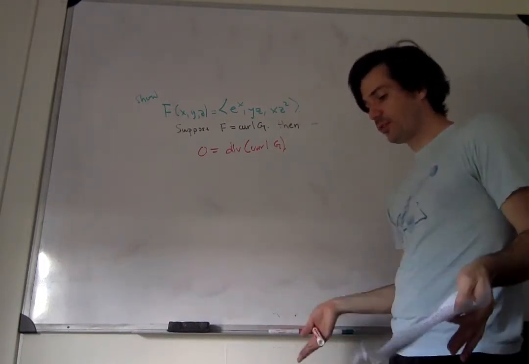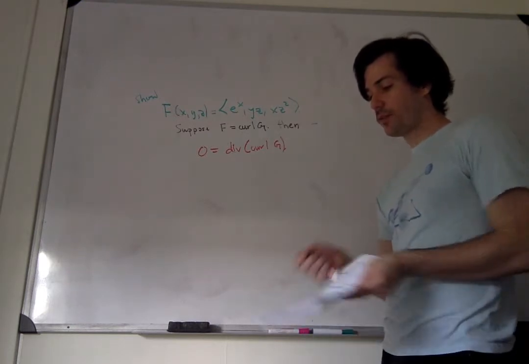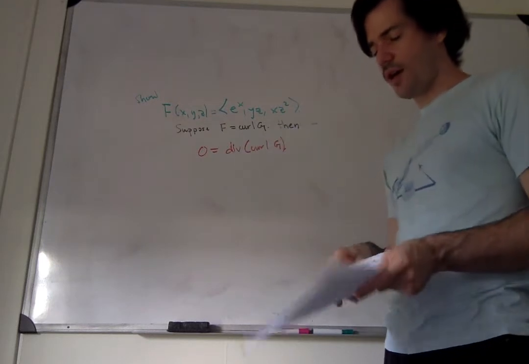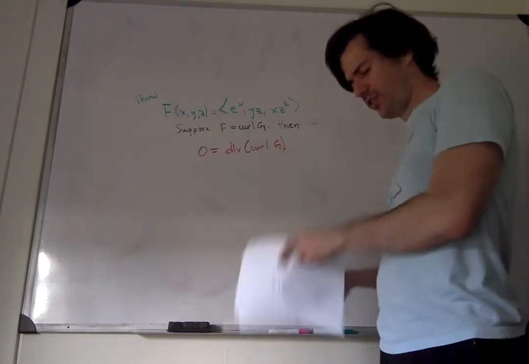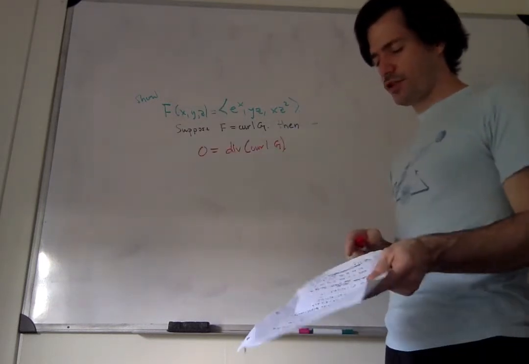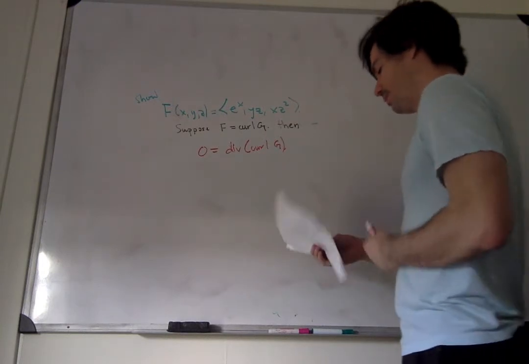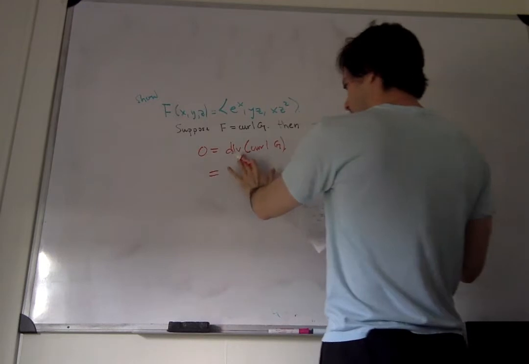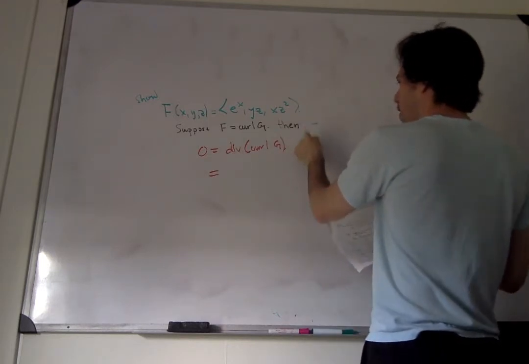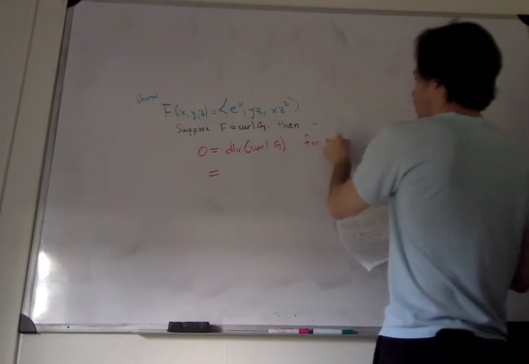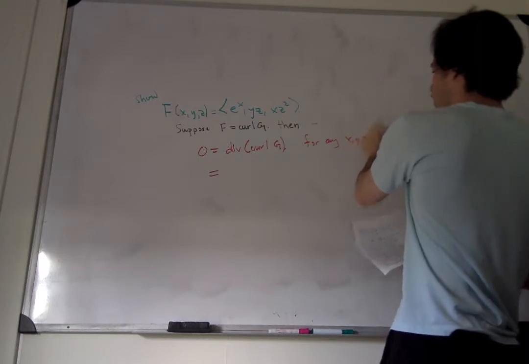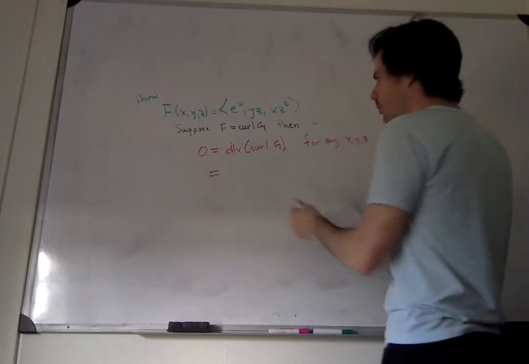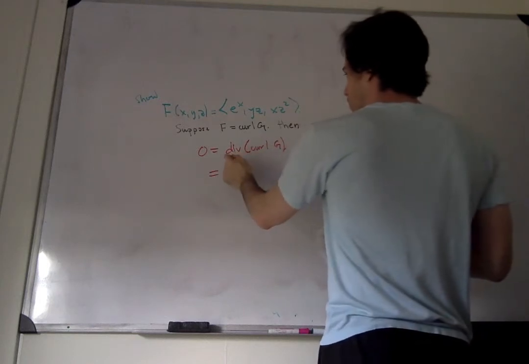with sufficiently smooth vector fields, mixed partial derivatives commute, which means that the partial of y followed by the partial of x is the same thing as partial of x followed by partial of y. Okay, and this is going to be true for any x, for any y, and for any z. So for any x, y, and z, meaning that it's equal to 0 everywhere. Okay, so curl of G is equal to f.